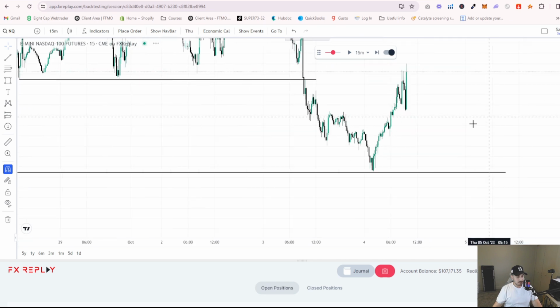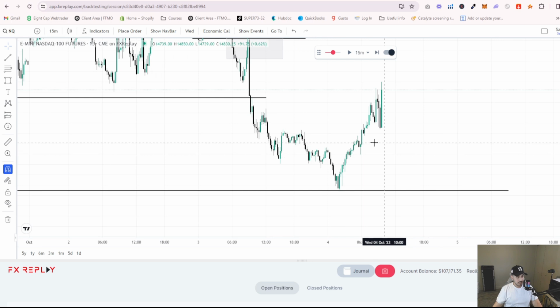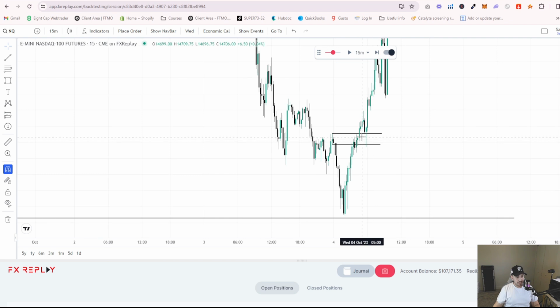Let's see if there are any unicorn setups here that we could have taken in pre-market. And there was. Okay, so we have a bullish breaker block right here on the 15-minute. If you drag that out, I didn't see this, but this was in pre-market, and you could take trades in pre-market. I personally don't like to, but you definitely can. So you had a 15-minute bullish breaker, and then you had a fair value gap overlapping right there. Do you guys see that?